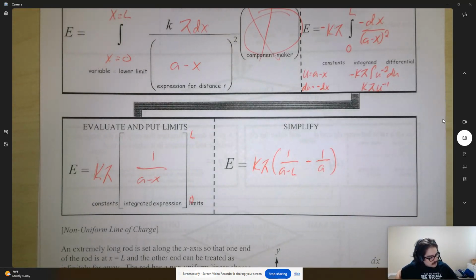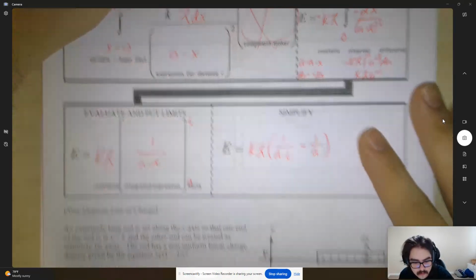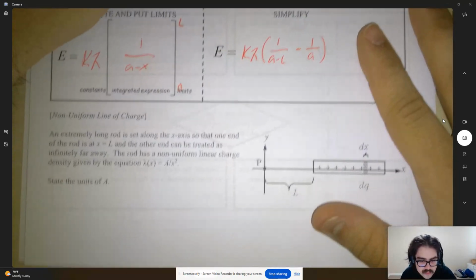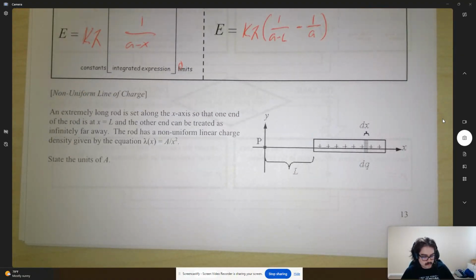Let's see. How many more pages do I have here? I've got 1, 2, 3. I think I can do this. I'm just going to go through and do the whole section in the video. And if you're sad that the video is so long, I'm sorry.